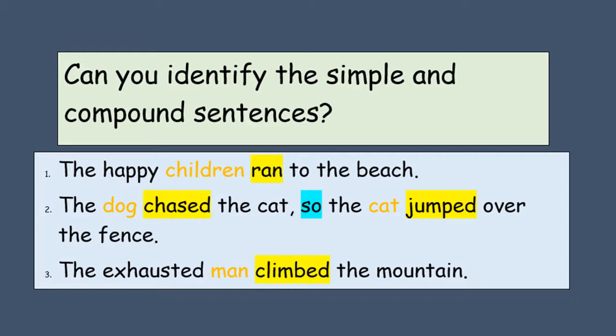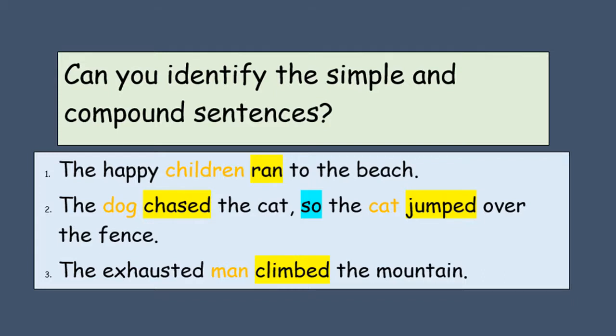The dog chased the cat, so the cat jumped over the fence. Well, let's look at the first half of the sentence. We've got the dog chased the cat. The dog is a subject and chased is a verb. And now it's got a comma and a coordinating conjunction, joining the second independent clause. The cat jumped over the fence. So the cat is the subject and jumped is a verb. So the cat jumped over the fence is a complete thought.